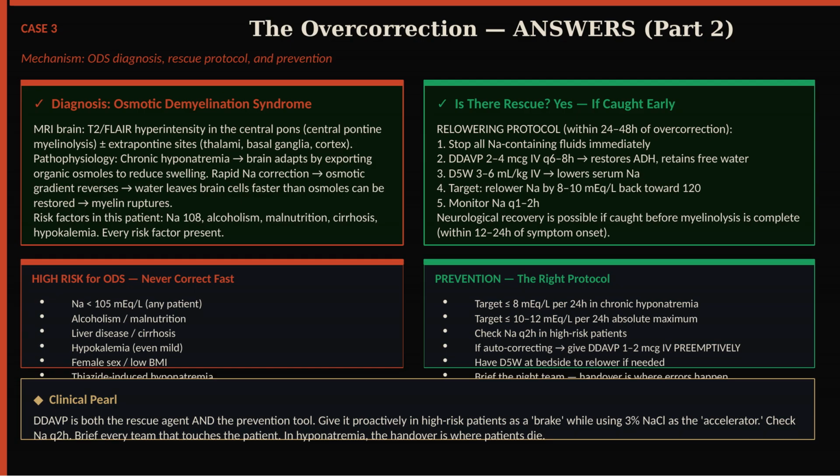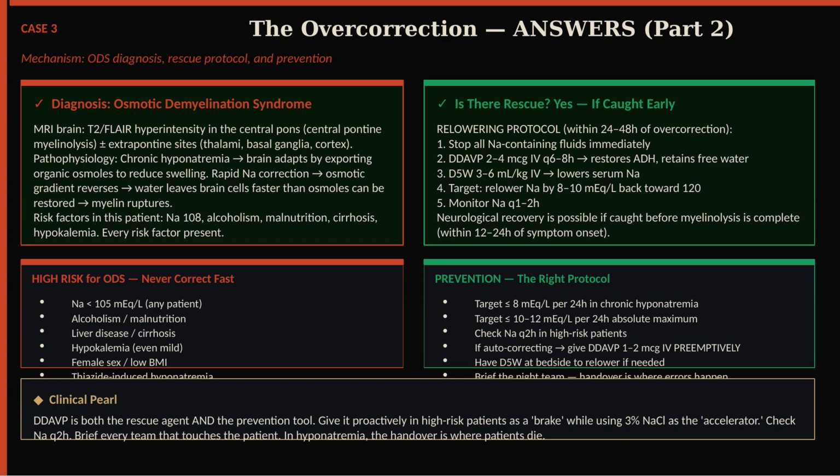Stop all sodium-containing fluids immediately. Give desmopressin, 2 to 4 micrograms IV every 6 to 8 hours, to switch ADH back on and hold water. Give D5W to actively bring the sodium back down. Target relowering by 8 to 10 points back toward 120, and monitor every 1 to 2 hours. Neurologic recovery is genuinely possible if you act before the demyelination completes.